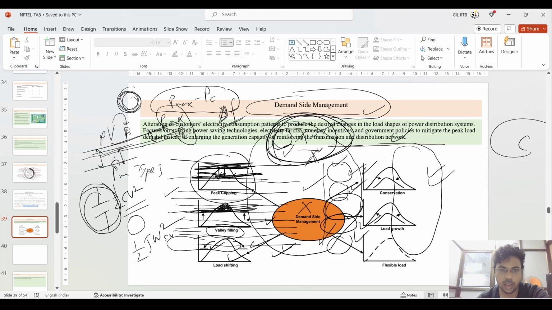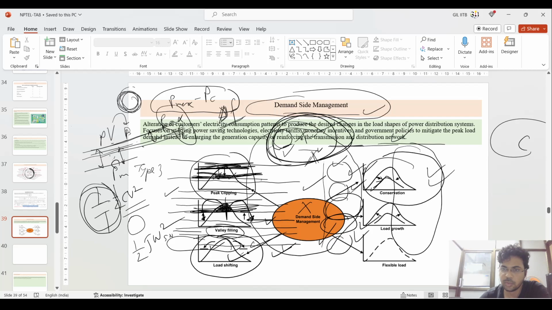The same with valley filling. If you see what I am highlighting, you fill the valley, which means shifting this half of the extra power to the left side. This is a kind of valley filling. And load shifting means you should not operate your equipment at peak time, and instead shift the load to other non-peak hours.